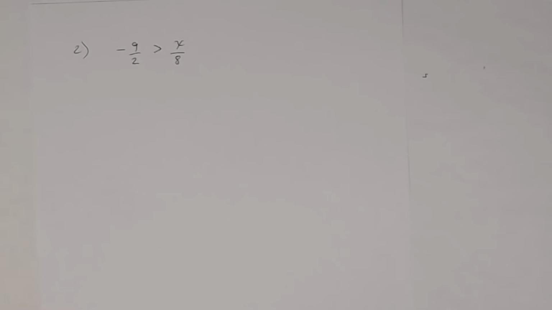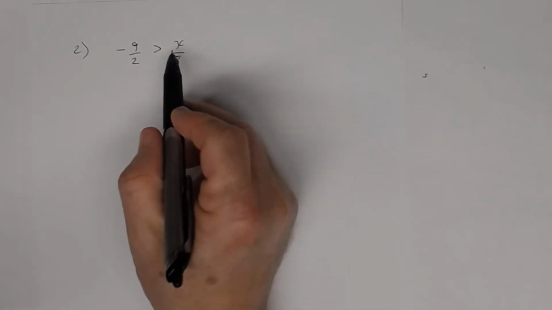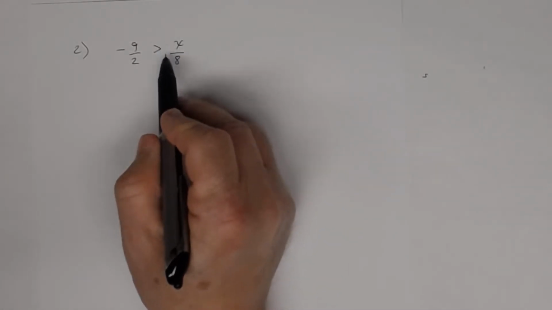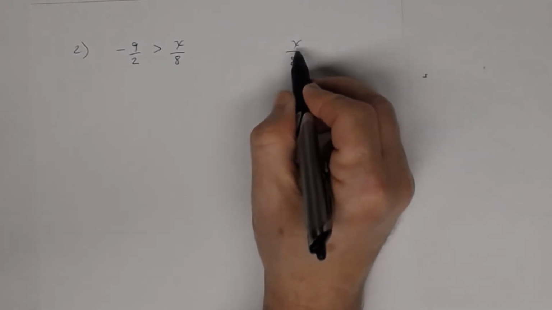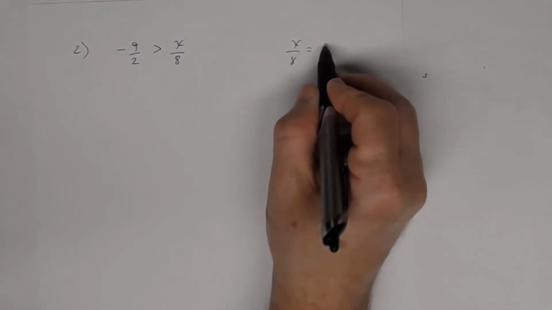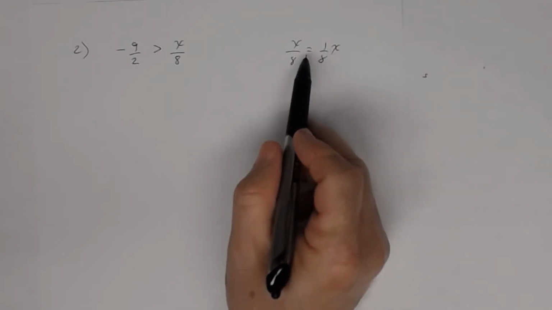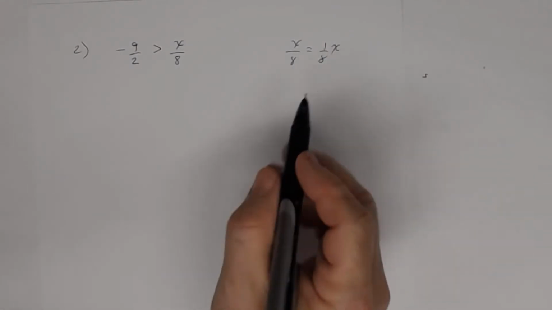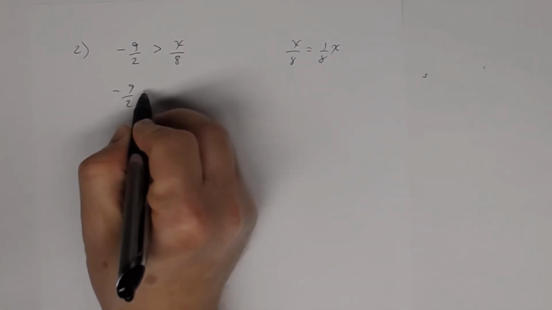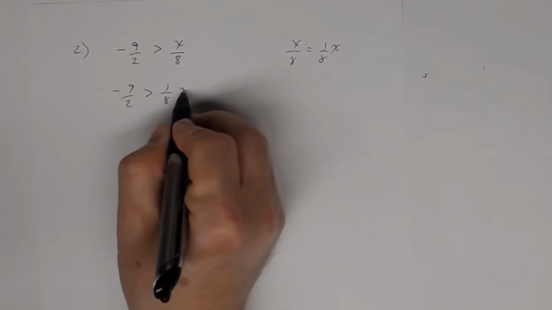Okay, so number 2, you have negative 9/2 is greater than x divided by 8. And so I want to use the multiplicative property of inequality. And so what I'm going to do is rewrite this variable expression, and it's important that you see this, that x divided by 8 means the same thing as 1/8 x, okay? And so I'm going to rewrite this as 1/8 times x. I get negative 9/2 is greater than 1/8 x.